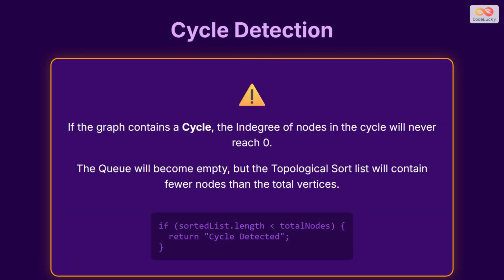A powerful feature of Kahn's algorithm is cycle detection. If there is a cycle in the graph, the nodes involved in the cycle will never have an Indegree of 0. This means they never get added to the queue. If your final sorted list has fewer nodes than the total number of vertices in the graph, you know a cycle exists.